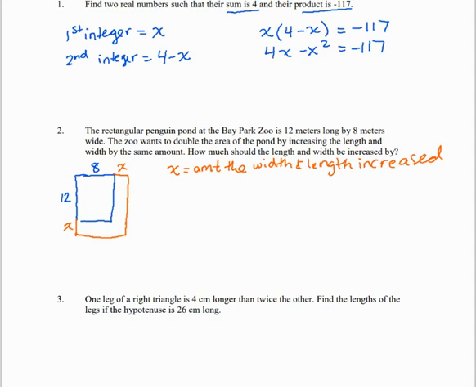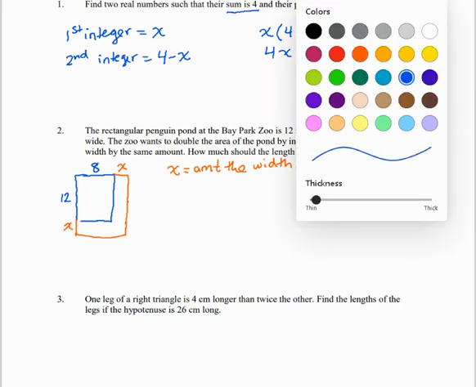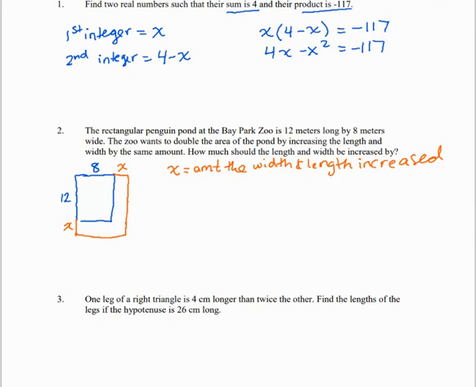Well, it says that when I add that x, I've doubled the area. So what's the area of the original? The original was 12 by 8. So that means the original had an area of 96. I'm using blue to show that that was 96. The new area has to be double that. So what is double of 96? Double of 96 is just 96 times 2, of course, which gives you 192. That means that the new area has to equal 192.